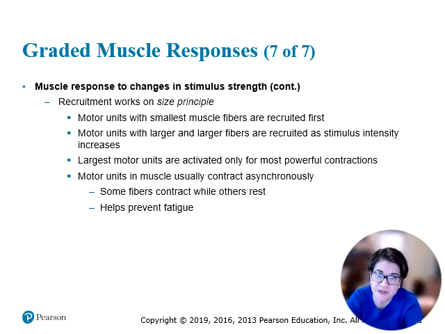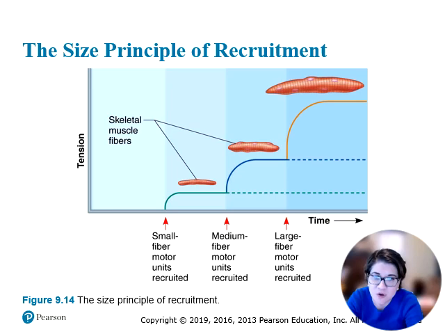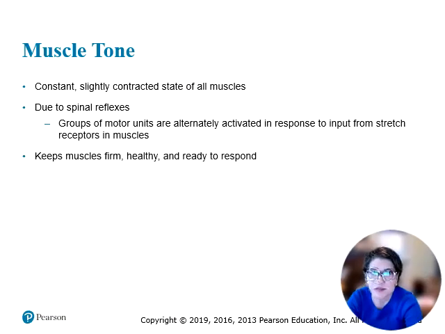They can contract asynchronously. Some will rest while others will contract. So some are moving, but they're not actually doing the thing. The myosin head is not grabbing the actin. And so they're kind of sharing the load. So here's the small ones, medium, large, this makes sense. If you need the large ones, then those are going to be recruited.